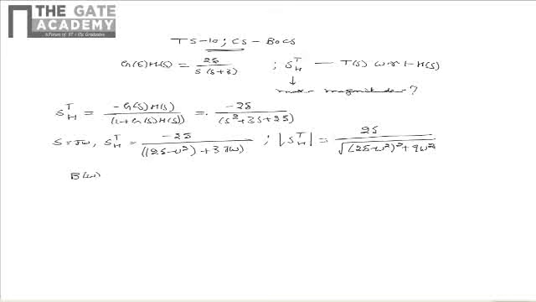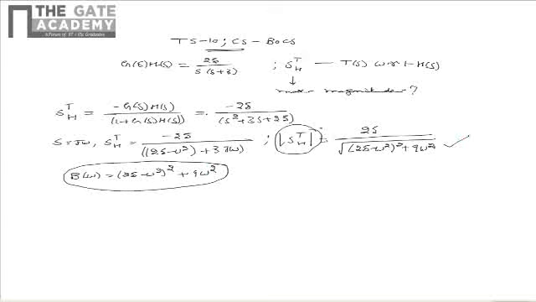Let us take B of omega equal to (25 minus omega square) whole square plus 9 omega square. When B of omega is minimum, square root of B of omega is minimum, hence magnitude of S_H^T will be maximum. Hence, let us find the omega at which B of omega is minimum. For finding the same, let us equate dB by d omega to 0.